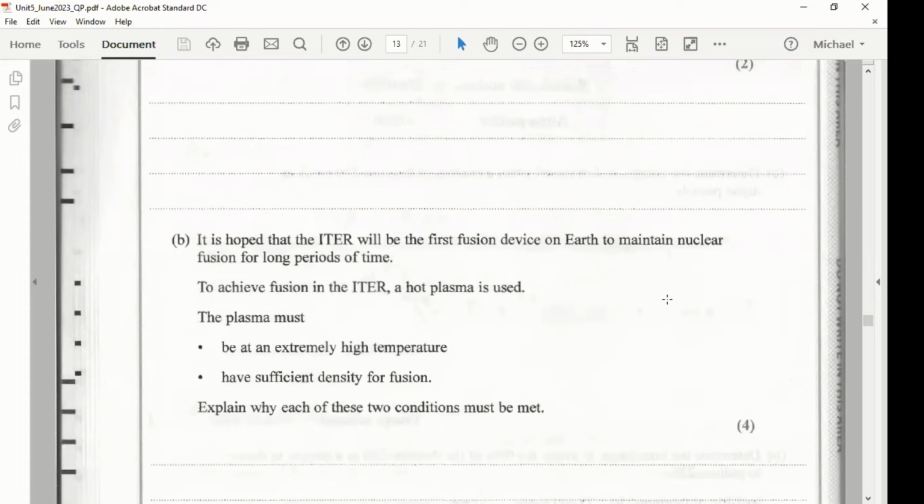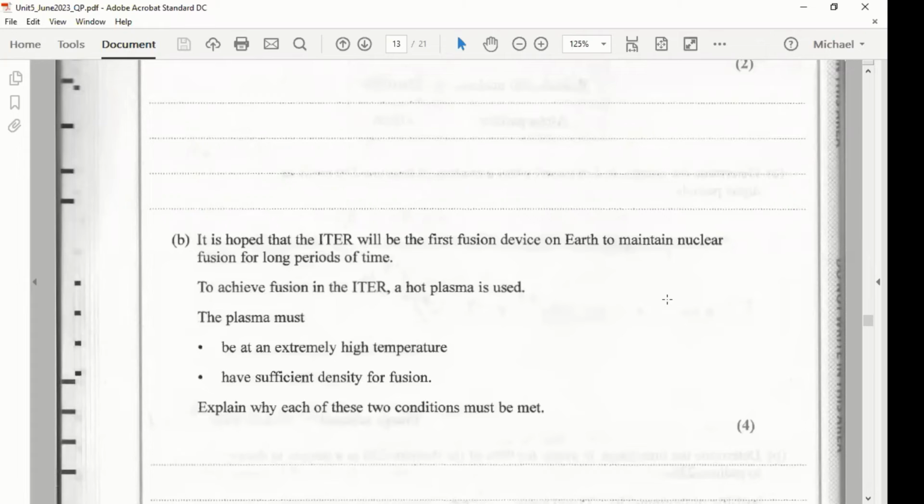To achieve fusion in the ITER, a hot plasma is used. The plasma must be at an extremely high temperature and have sufficient density for fusion. Explain why each of these 2 conditions must be met. So it looks like 2 marks each. So why do you need an extremely high temperature?